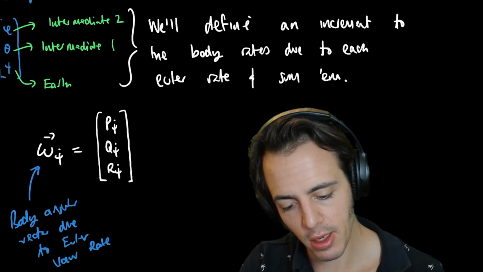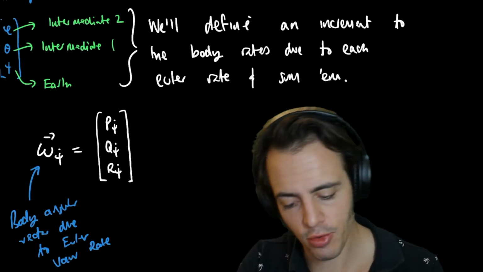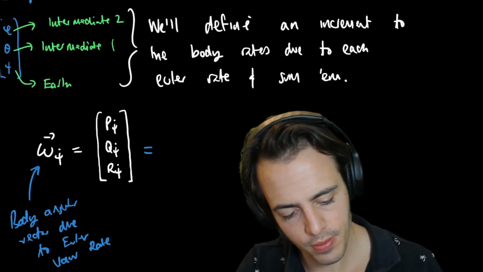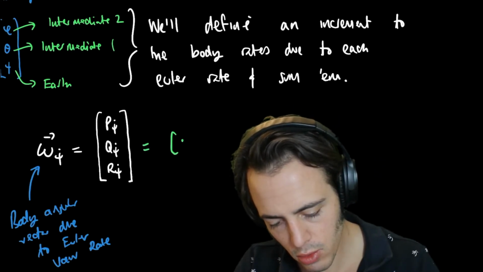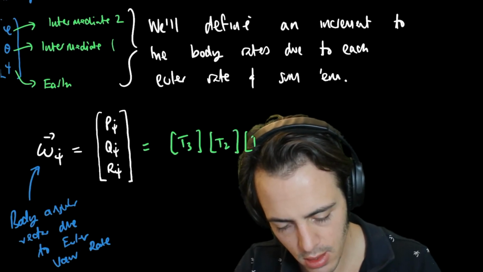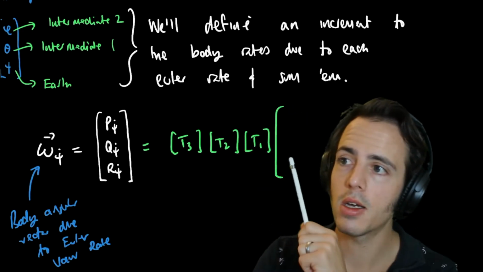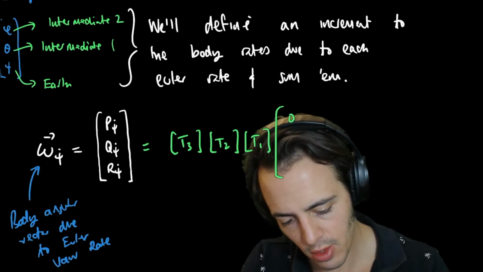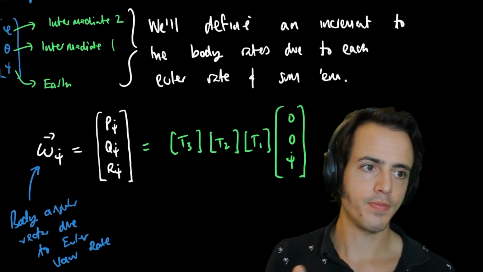So let's think about how we're going to do this. The first one, we're going to do them sequentially. So this one is going to be some function of the total transformation matrix. And this one is easy to do. So this is going to be equal to all three matrices, T3, T2, T1 multiplied by our Euler vector. So we've got 0, 0, and then Euler rate.